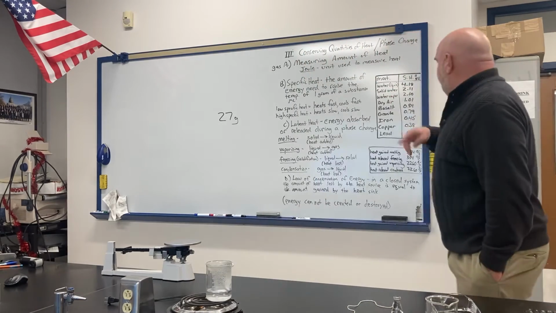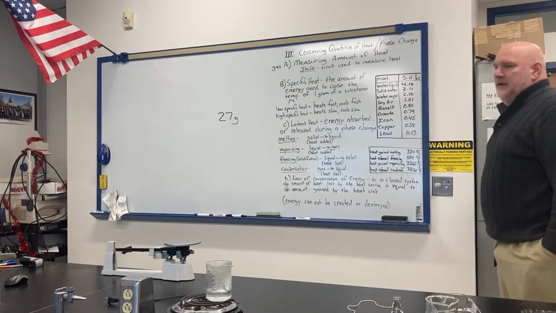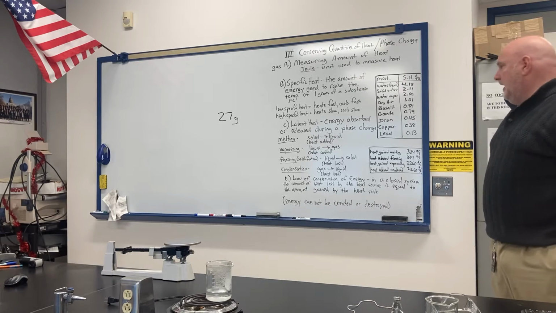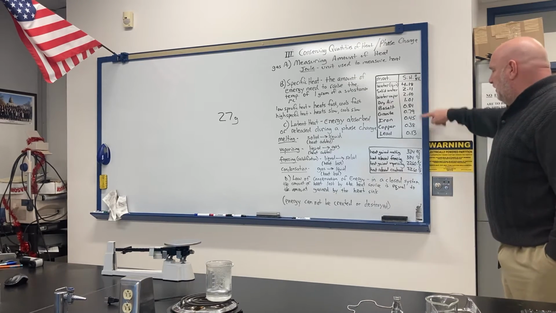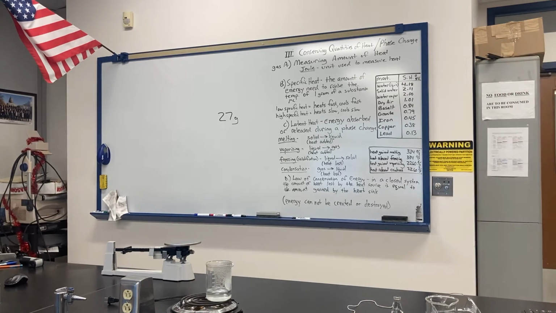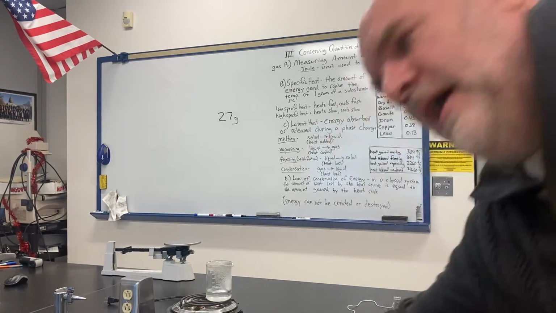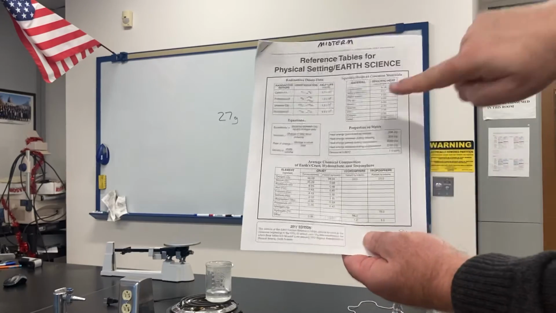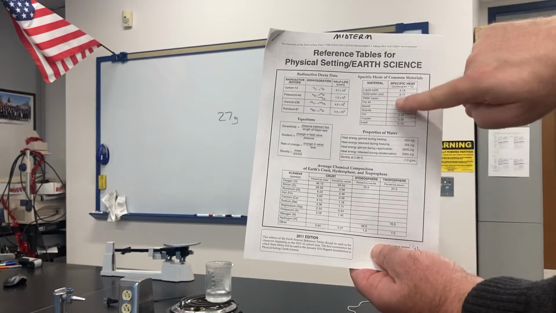Now, this chart here and this chart here are ones that you can find on the front page of your reference tables. Those two charts right there are from your reference tables.